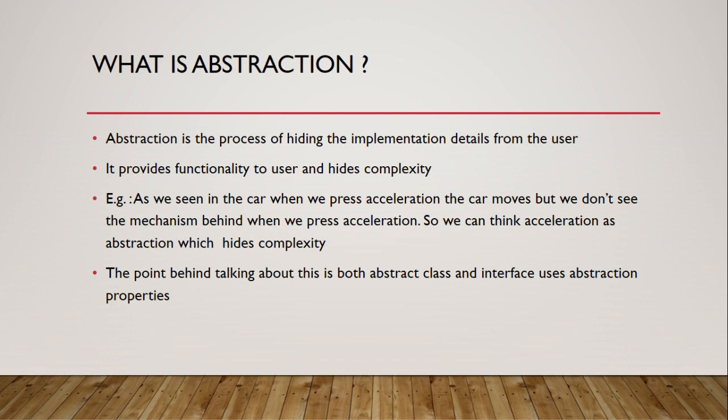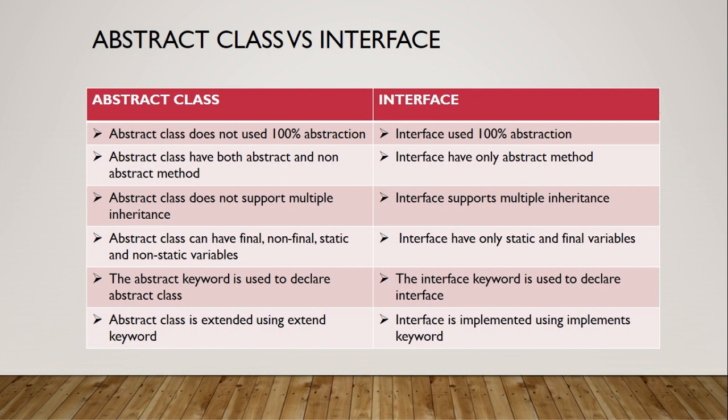The point behind talking about this is that both abstract class and interface use the abstraction property. Let's move to the difference between abstract class and interface. The first difference is that an abstract class does not use 100% abstraction, whereas the interface uses 100% abstraction.